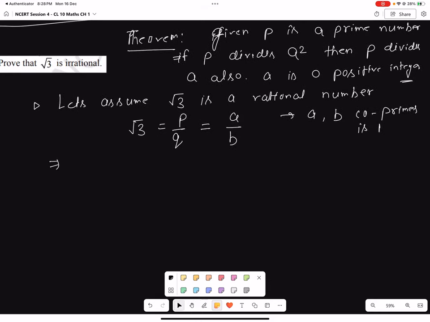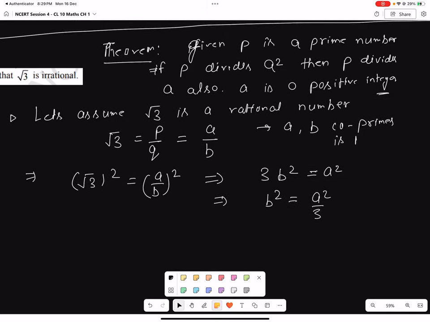right? Then the next step would be, we'll square both sides. So it will be root 3 square equals to a upon b square, or we can write it down as 3b square equals a square, right? Or we can say b square equals a square upon 3. And then we can use this theorem here, right?